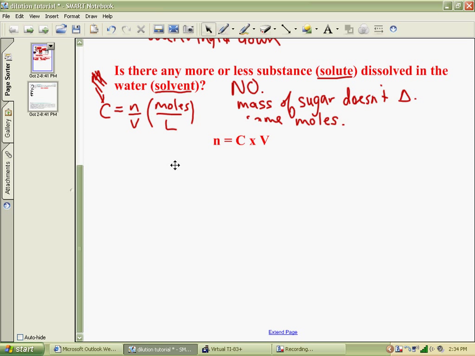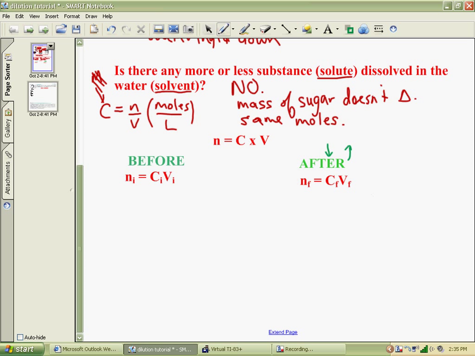And if you have the same before and after, then before we make the change, you would have n_i is C_i times V_i. But after the change, you'd have to have the moles after is still its new concentration times its new volume, right? After you added water, the concentration has gone down, but the volume has gone up.